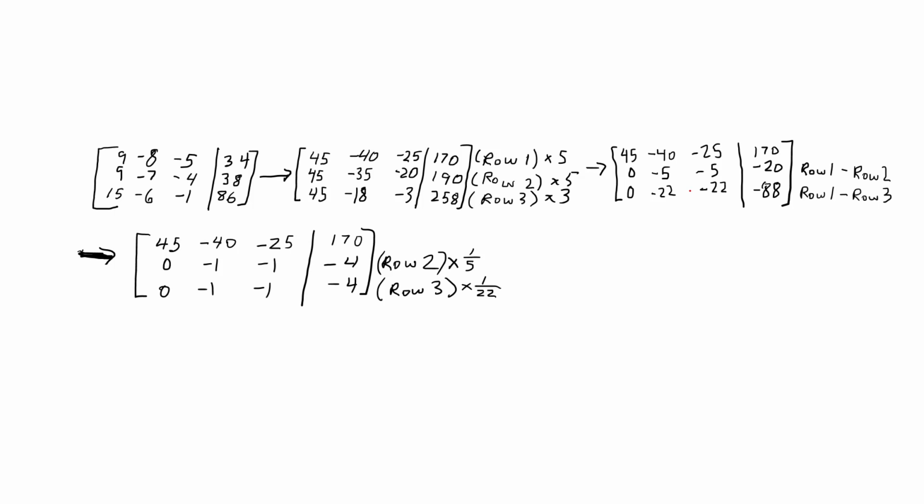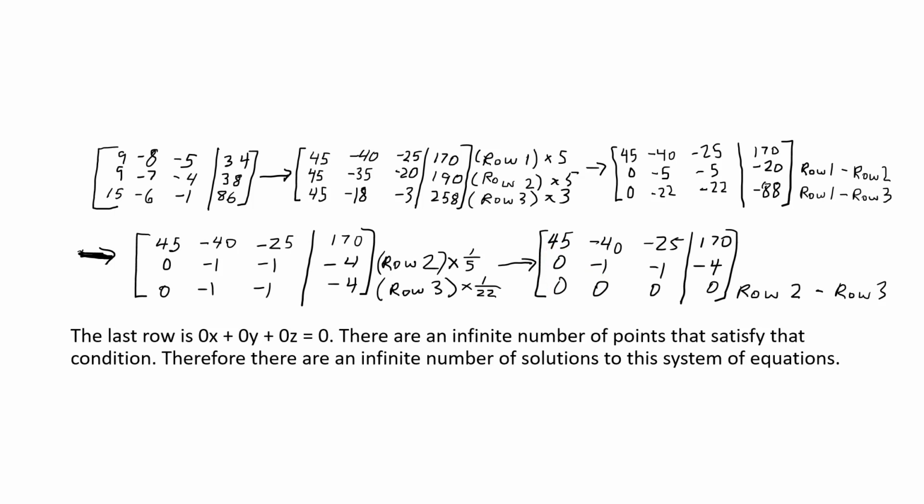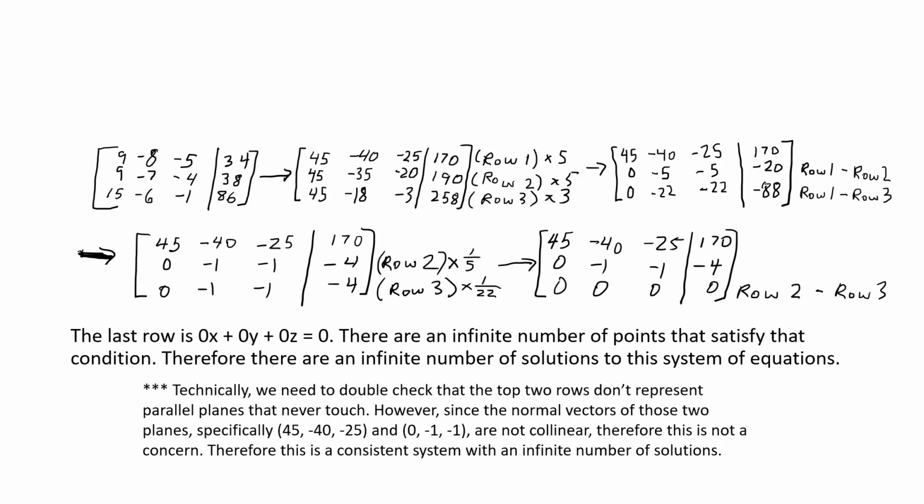So we're going to end up at the same solution, but getting the numbers to be a little bit smaller. We see we have an opportunity here, since we have a couple of negative ones, to just subtract row 2 minus row 3 and get that triangle of zeros where we wanted it. That last row is now 0x plus 0y plus 0z. That means there are an infinite number of points satisfying the condition, so there are an infinite number of solutions to the system of equations.